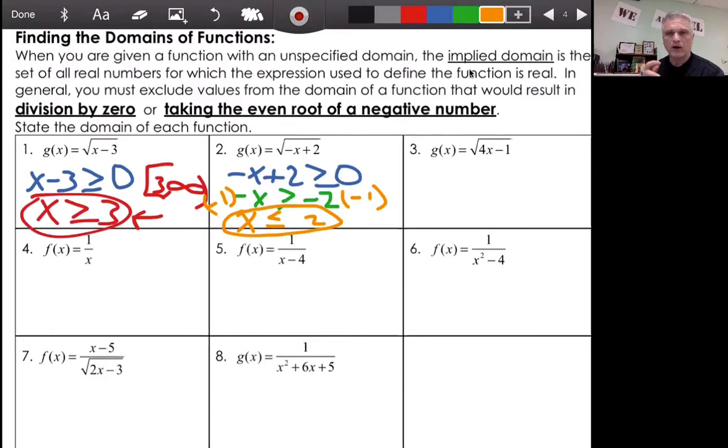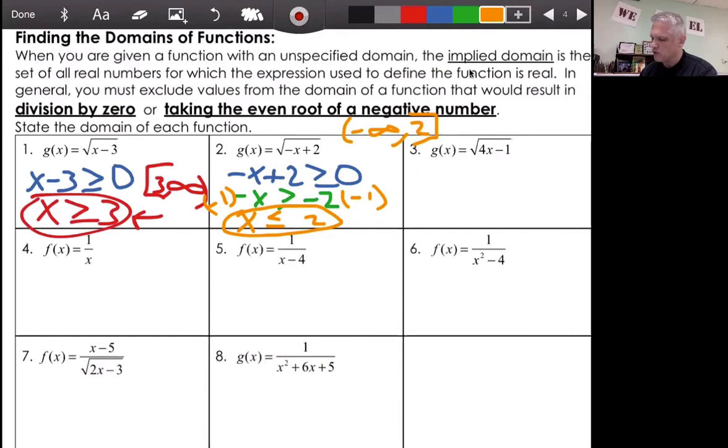Now, if you want that in interval notation, it would be negative infinity up to 2, and it does include 2 because it's less than or equal to. Okay, I'm fine with either answer right now. We will eventually get into interval notation and require the interval notation, but for now, x is less than or equal to 2 is a perfectly good answer. Okay, all right, let's look at question 3.